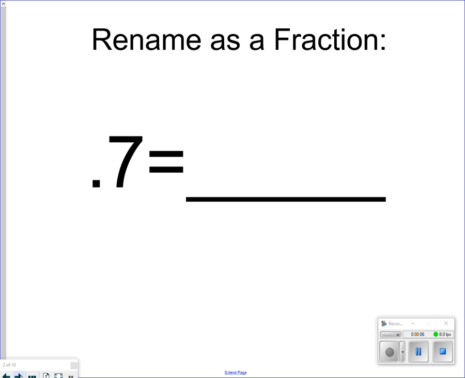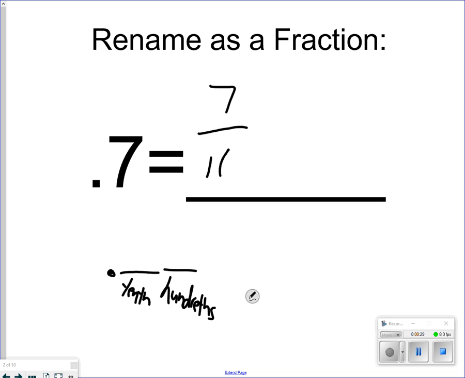Let's take a look at a couple examples here. We're going to rename as a fraction. So when we have a decimal, keep in mind that the first number right here is in our tenths place. The second number right here is in our hundredths place. This is all review. So we have 0.7, that would be 7/10. So we're renaming that as a fraction. That is written just like this, 7/10.